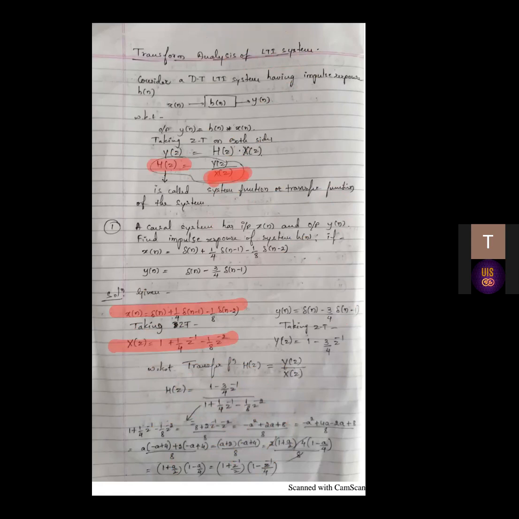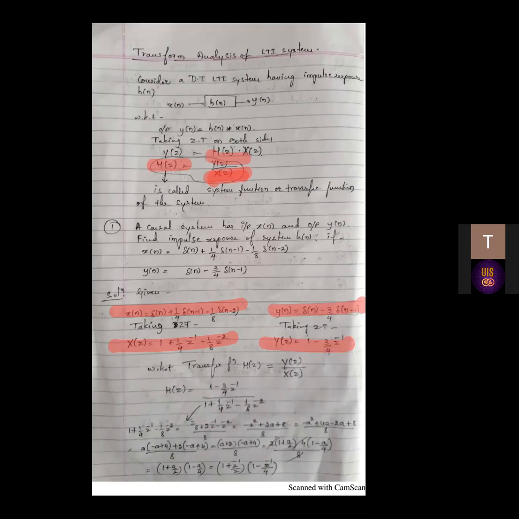Now we want y of z. So y of n is given to you. Take the z transform for this equation. Z transform of y of n is y of z. Z transform for delta of n is 1. Z transform of minus 3 by 4, I have kept as it is. Z transform of delta of n minus 1 is z raised to minus 1. So in that way, for y of n, we have found y of z, which is the numerator of h of z.